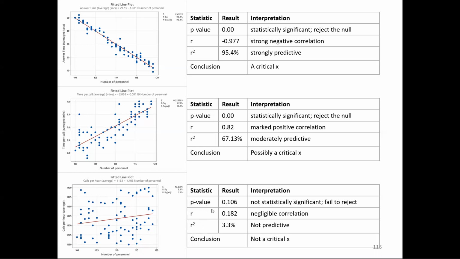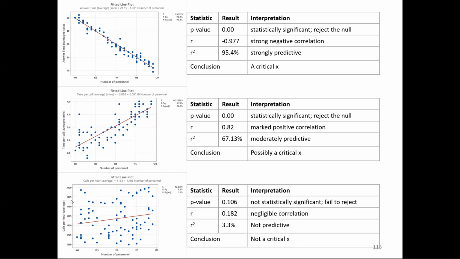The R and the R squared follow right along. The R, it's a positive number, but it's a very low number. And using our rules of thumb, we'd say that's a negligible correlation. R squared is 3.3%. 3.3% of the variation in calls per hour can be predicted by the number of personnel. That is not predictive. So we have a p-value that tells us that there's not a statistically significant result. Fail to reject the null hypothesis. The R and the R squared clearly go along with that. Our conclusion would be that number of personnel is not a critical X when it comes to the number of calls per hour.